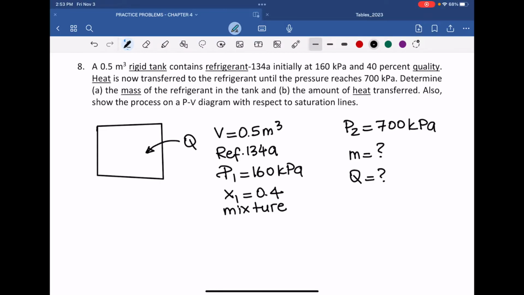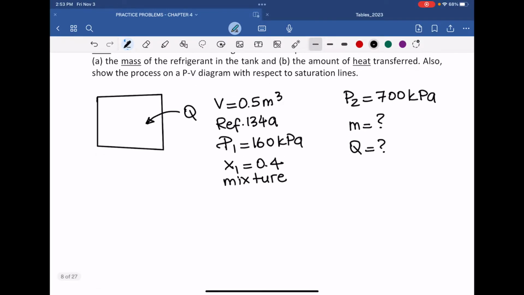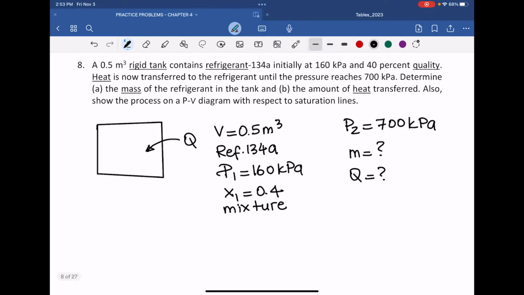So let's figure out what we have at the first state and second state, and how we can figure out the mass and heat. So first of all, since this is a refrigerant, we cannot use ideal gas equations here, or for water either. So to find the mass, probably I will just divide volume by specific volume at the first state or second state, doesn't matter since the mass is the same. And for the heat transfer, I need to use the energy balance. Otherwise, I cannot find an energy interaction.